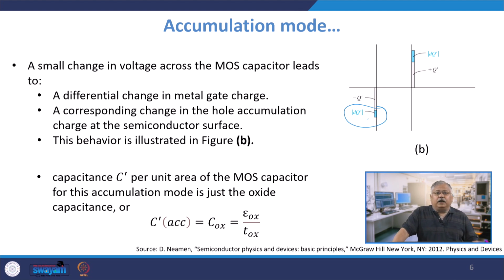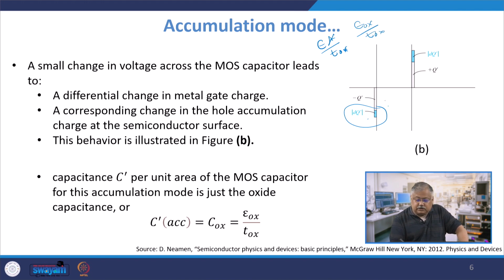So, if you want to find out the capacitance per unit area in the accumulation mode, then we simply write down Cox equals epsilon ox by Tox. Why? Because it is very simple, per unit area. Effectively the formula is epsilon A by Tox, but when you do per unit area, the A cancels out, and you have epsilon ox by Tox, where Tox is this thickness of the oxide layer which you see.